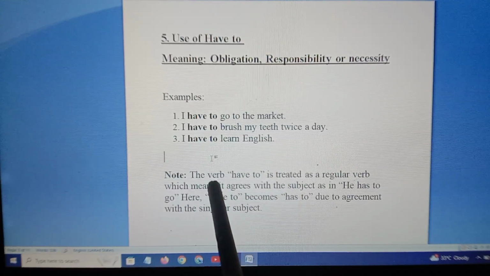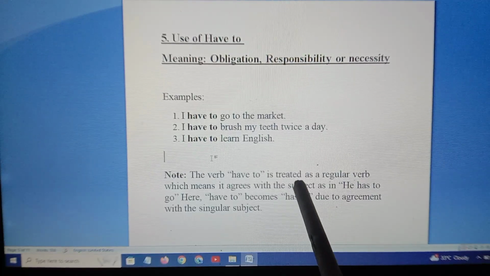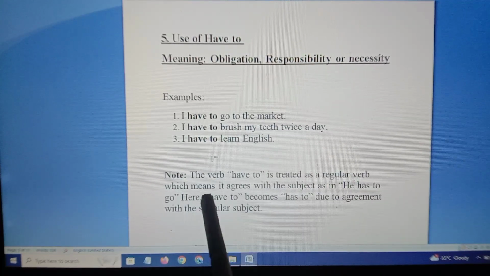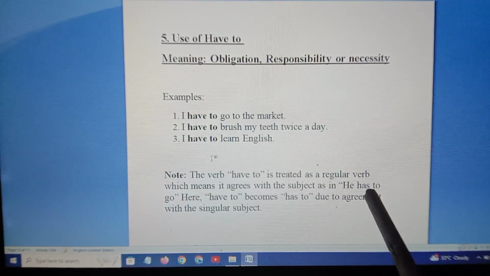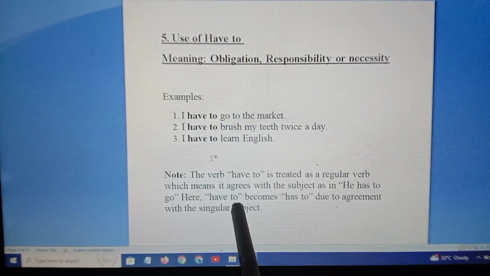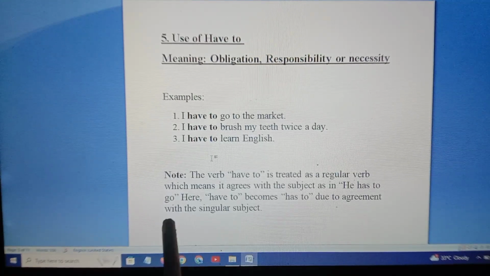Note also that the verb have to is treated as a regular verb, which means it agrees with the subject, as in he has to go. Here, have to becomes has to due to agreement with the singular subject.